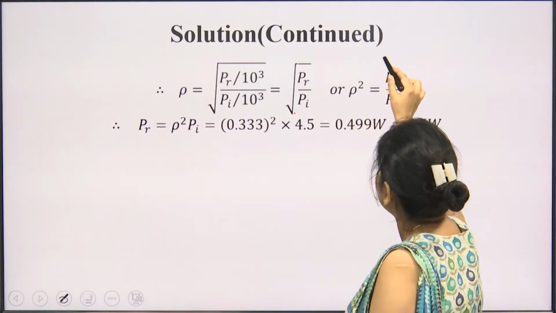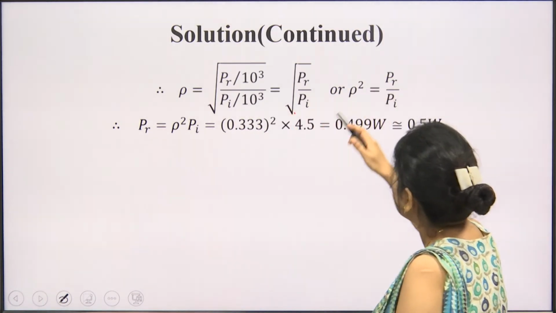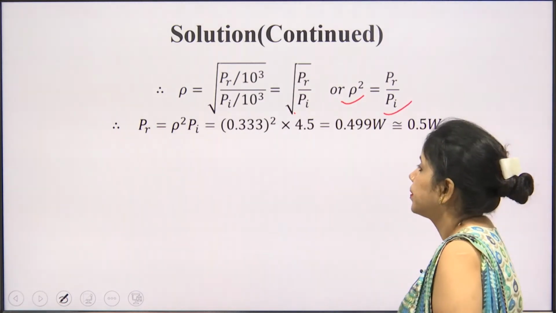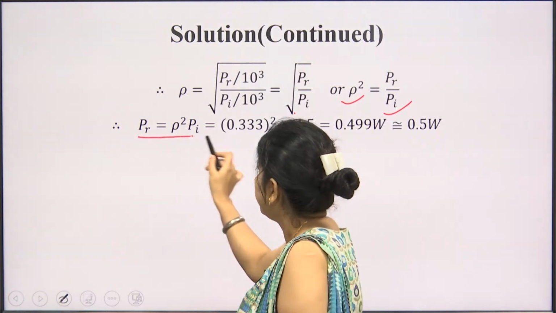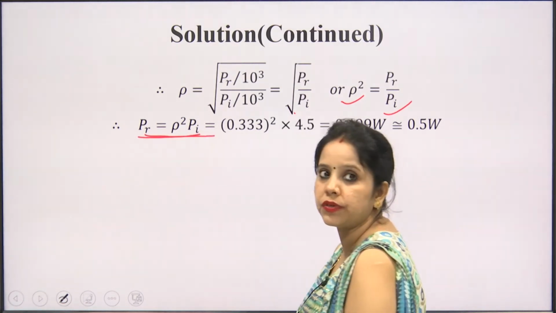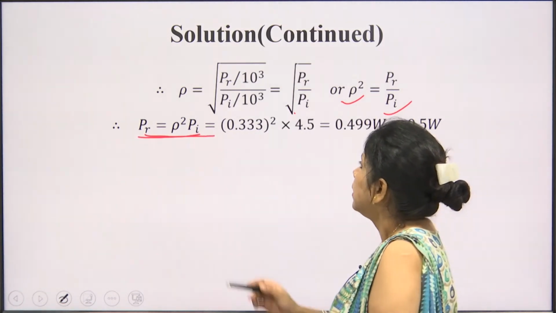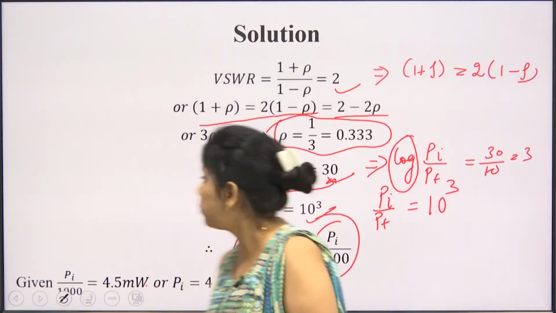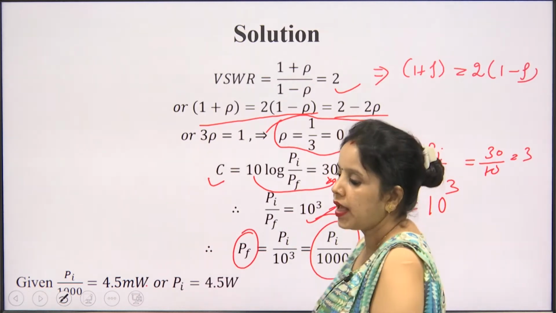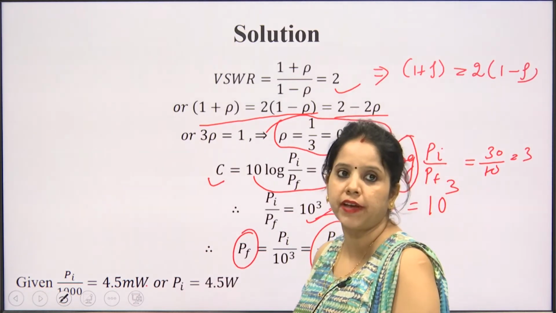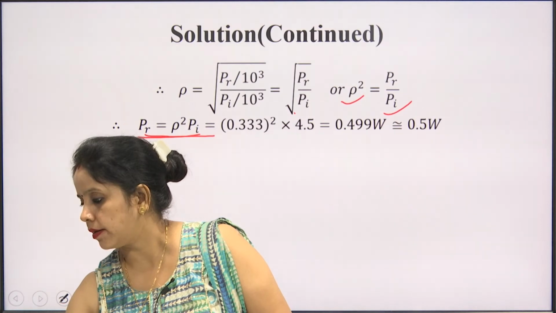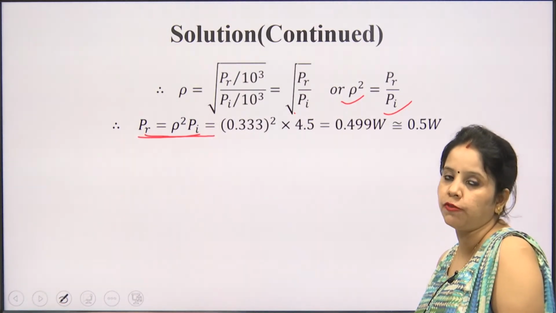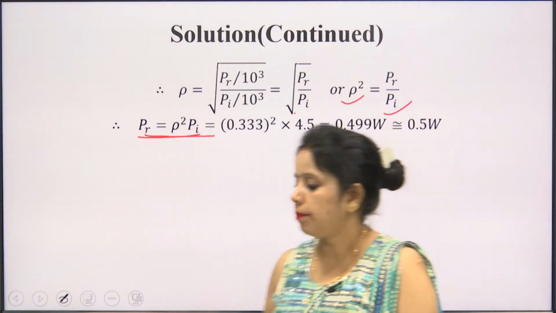So, for solving it, we are squaring both sides and we are getting rho square equal to PR upon Pi. So, of course, with this help we are able to get PR is equal to rho square Pi, and rho is already solved, and it is equal to 0.333 and Pi is equal to 4.5 watt, and on substituting we are able to get 0.499 watt as the reflected power.